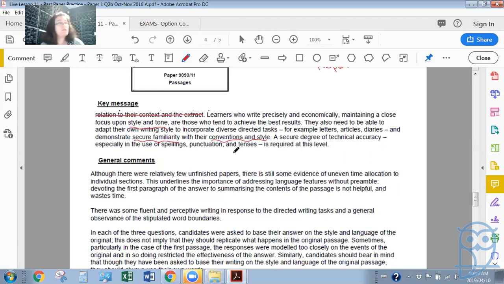Well, it's quite casual, but there's always a date, there's a hello, there's a sign off, there's a revelation of feelings, or thoughts or experiences or opinions. Okay, that's the conventions and style of a blog. "A secure degree of technical accuracy, especially in the use of spellings, punctuation, and tenses, is required at this level." So although it's a blog and it's conversational, that does not mean that you shouldn't use punctuation correctly, that you shouldn't write in full sentences, that you shouldn't use punctuation to create an effect. That still has to be there.